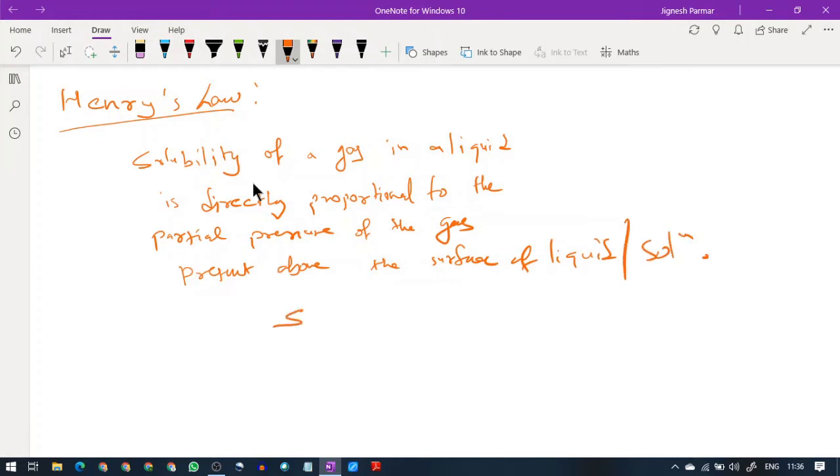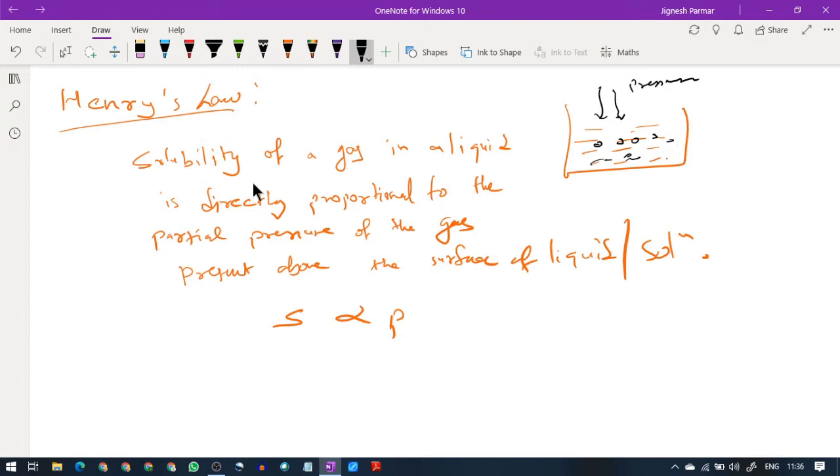It means the solubility is directly proportional to the partial pressure, the pressure which is exerted by the gas. Suppose this is a solution where I'm going to use a black dot for the gaseous molecule which is dissolved over here, and the pressure is exerted by the gas on the surface. This is directly proportional to the solubility. Means if you increase the pressure, the solubility will definitely increase.